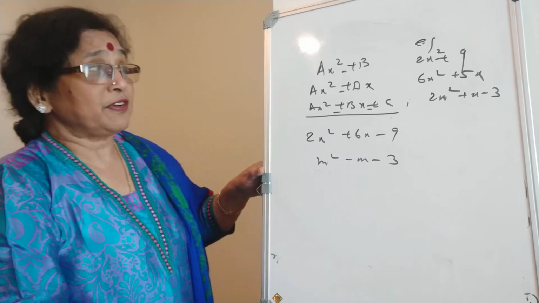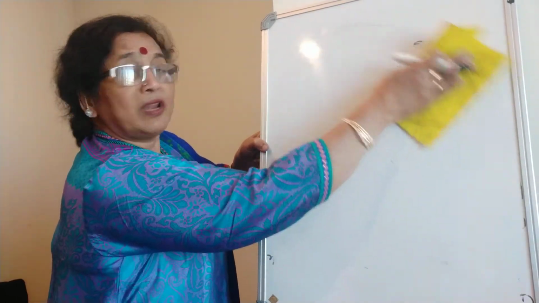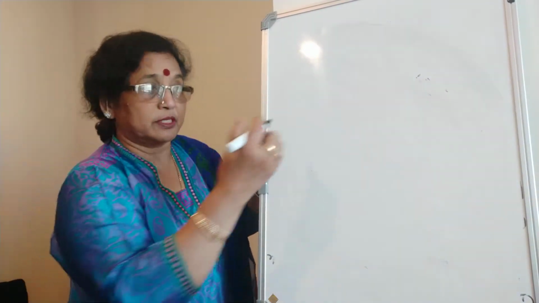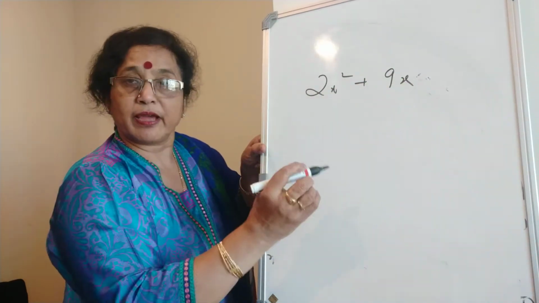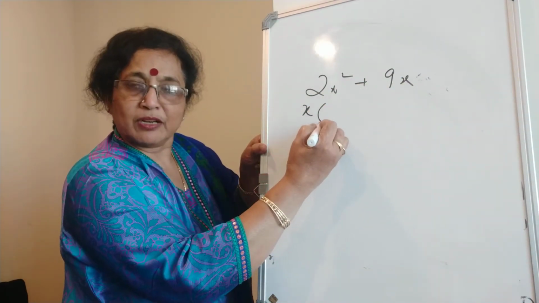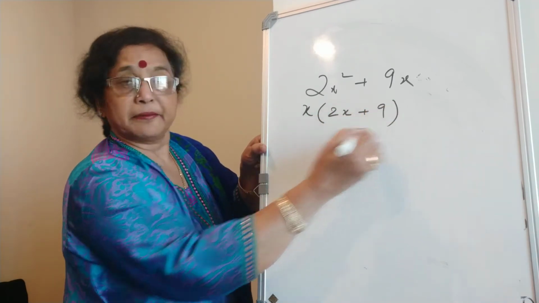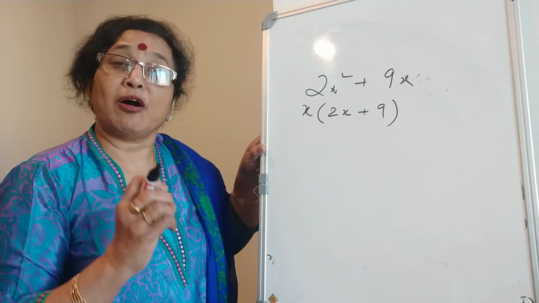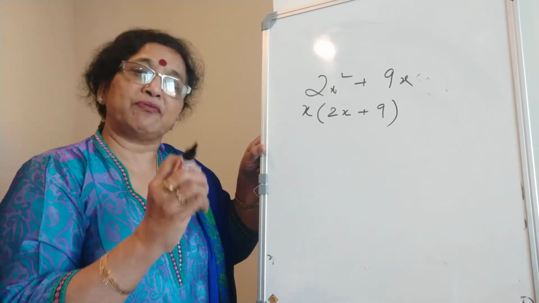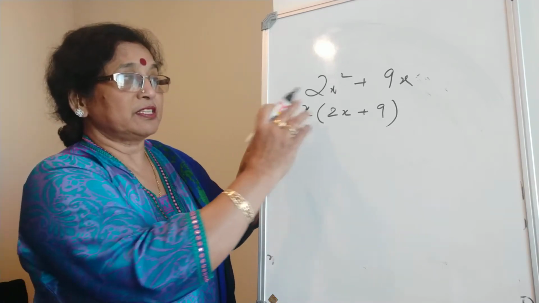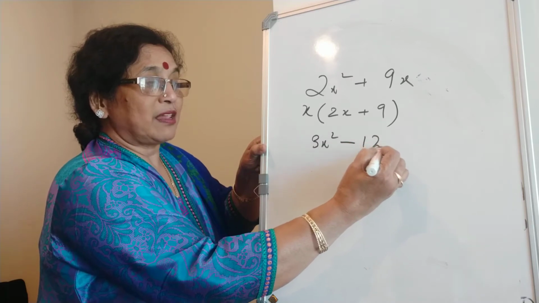Okay, so let us first see the factorization of a quadratic expression having only two terms. If I have 2x square plus 9x, right? So I take only x as the common term, so I am left with 2x plus 9. So we are taking our common term. It's not necessarily that quadratic expressions have to have three terms. The other one is 3x square minus 12.